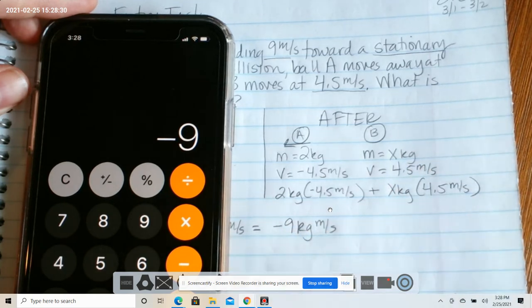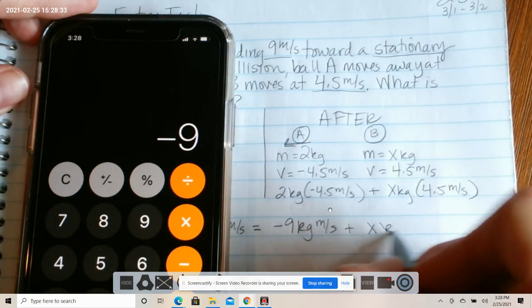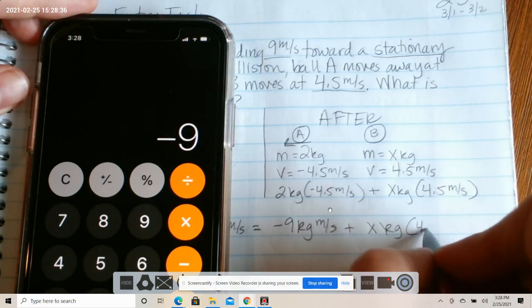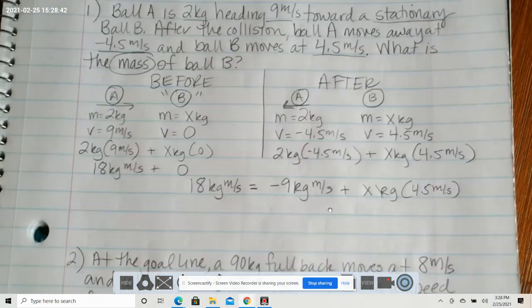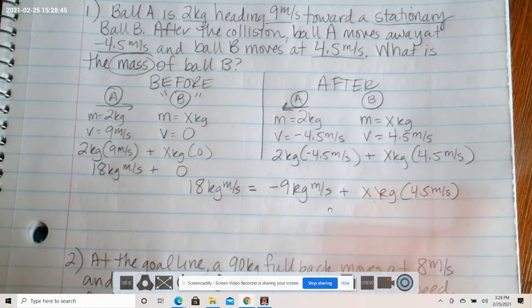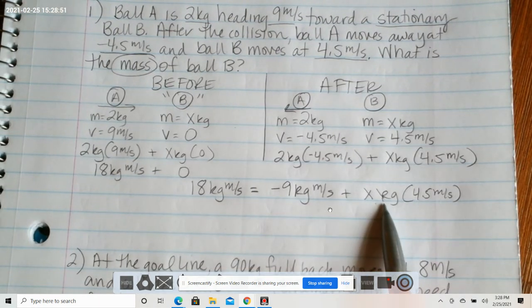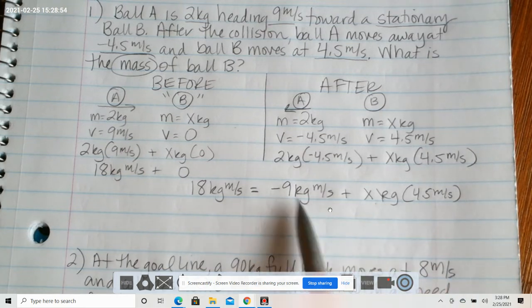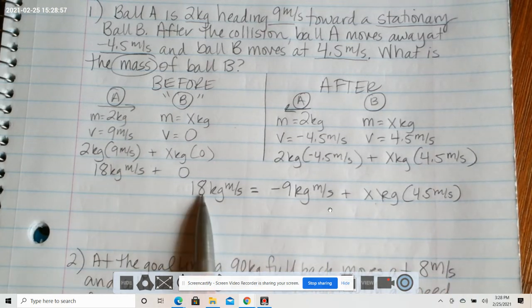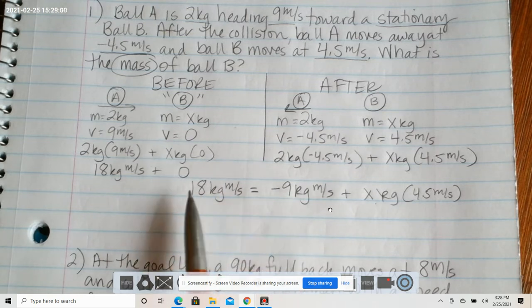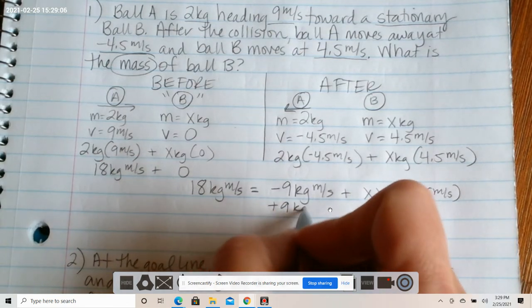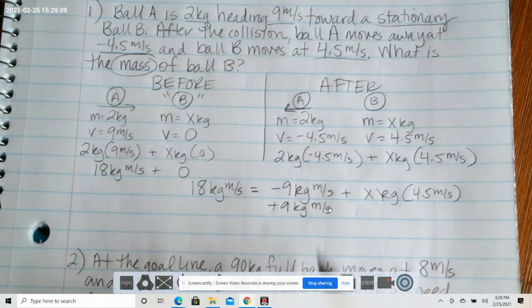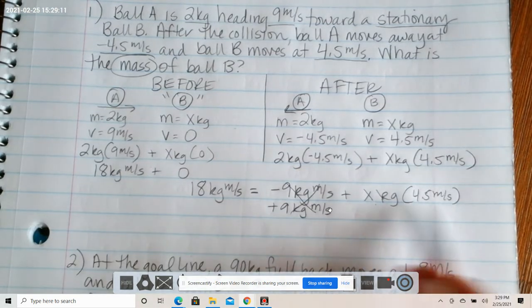So negative 9 kilograms meters per second plus X kilograms, that's our mass we're looking for, times 4.5 meters per second, which is our velocity. So now we're ready to solve for X. We're in the same situation we've been in before. We have to look for like terms before we start solving for X. So we have kilograms meters per second on this side, and then we have kilograms meters per second on this side. That means we can combine like terms. Since this is a negative 9, we can add 9 kilograms meters per second to it to get rid of it. That gets rid of that and leaves us with just this remaining on this side.